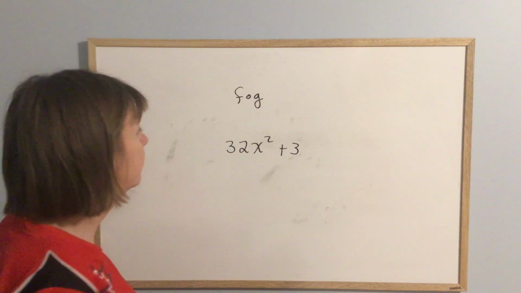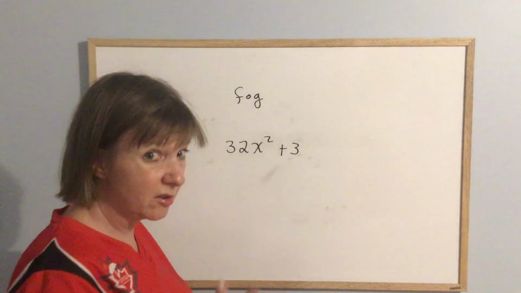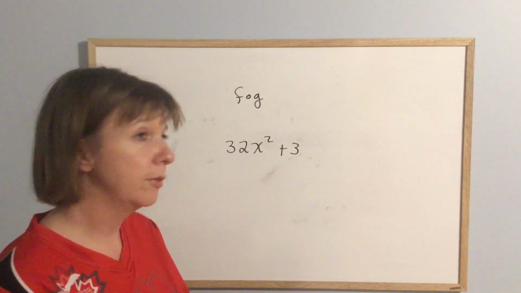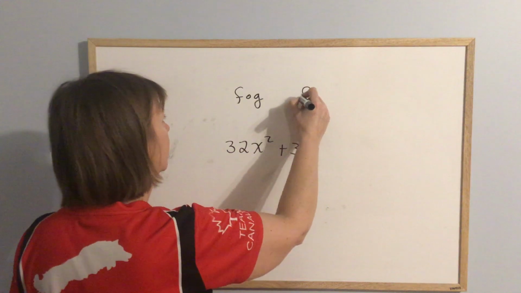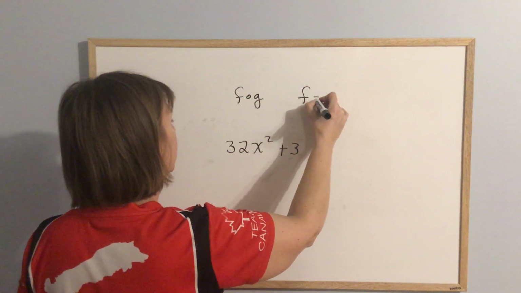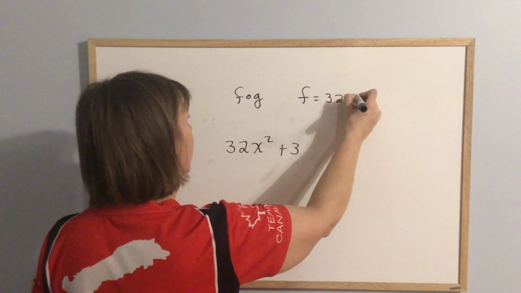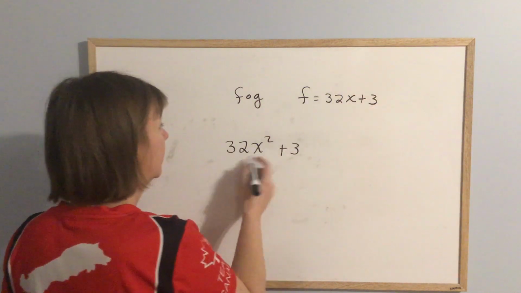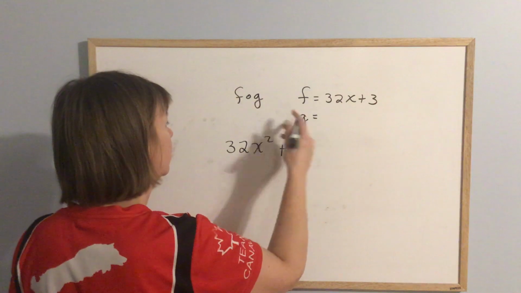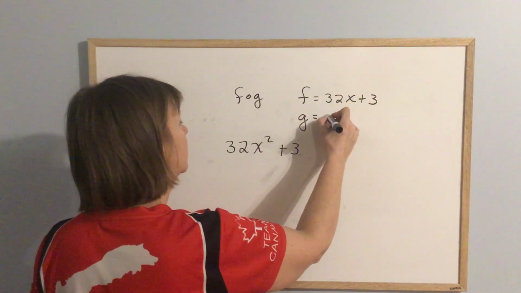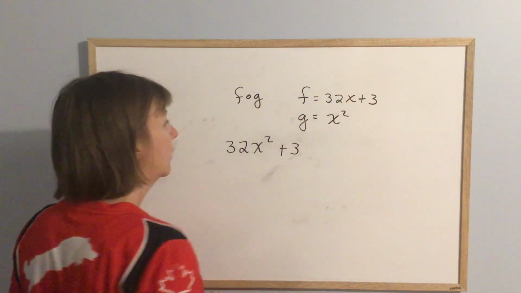I think, and again, this takes practice, guys, and I'd love to tell you there's a way to do this. I don't think there is. I think that f would be 32x plus 3, because that's basically the outside, and g would be x squared.